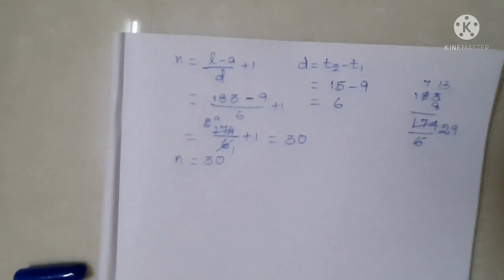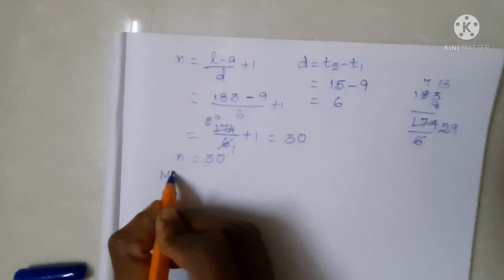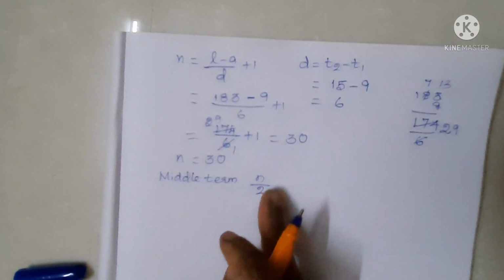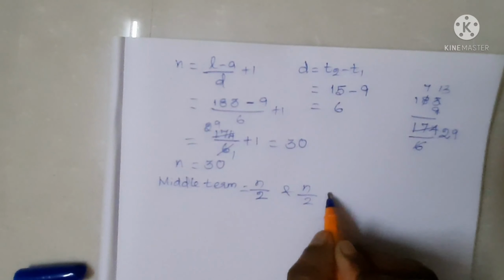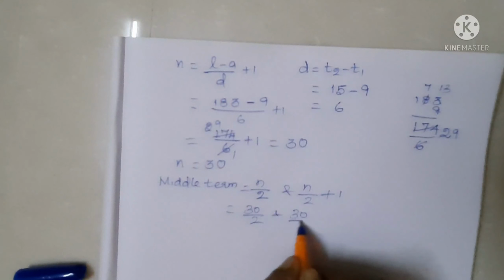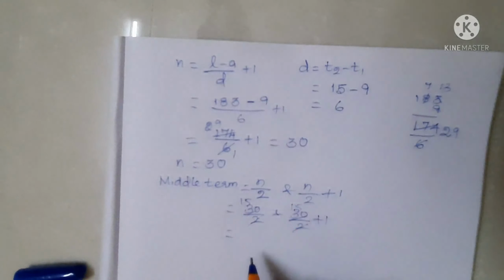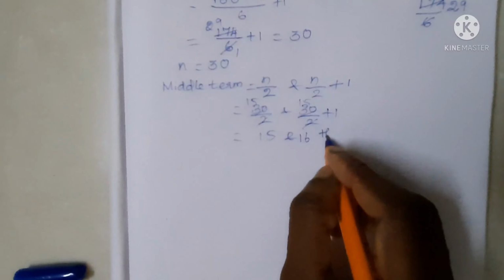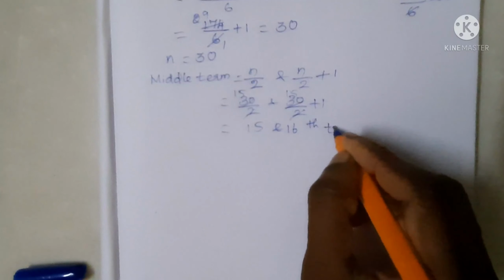So n is equal to 30. Here we want to find the middle term. So n is an even number. So how will you find the middle term? Here we use this formula: n by 2 and n by 2 plus 1. So n by 2, that is 30 by 2, and 30 by 2 plus 1. So here you will get 15 and 16th term. The 15th and 16th terms, that is the middle terms. So you will get two terms: one is the 15th and another one the 16th term.